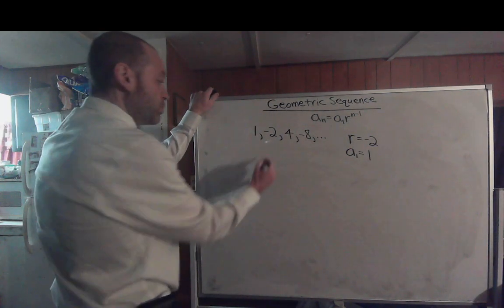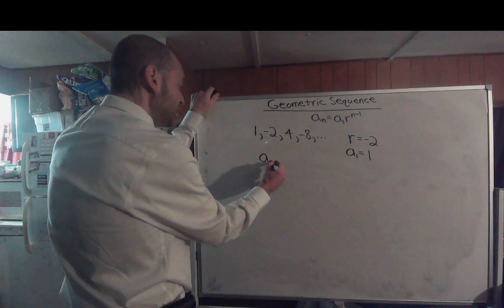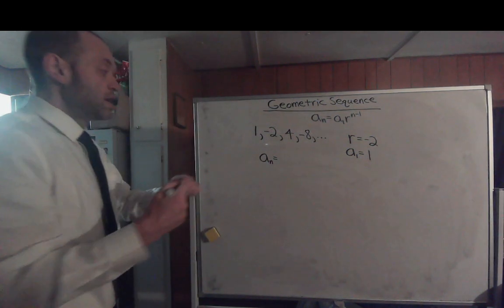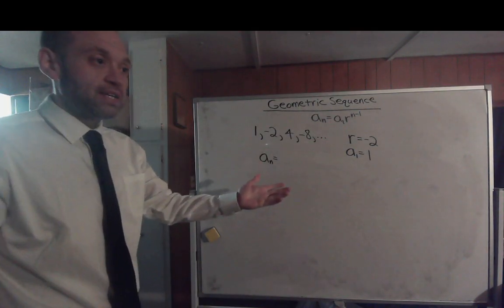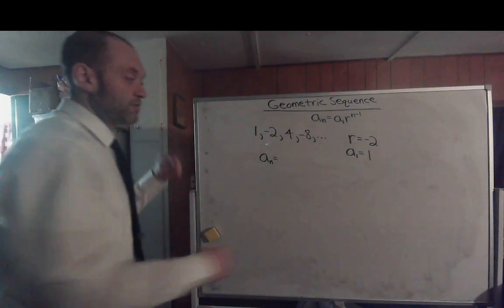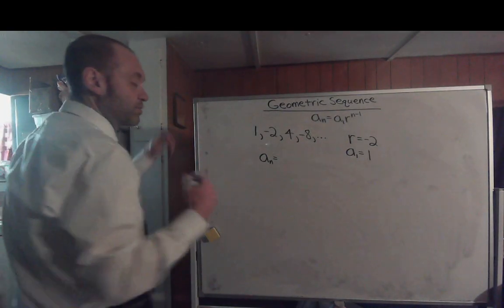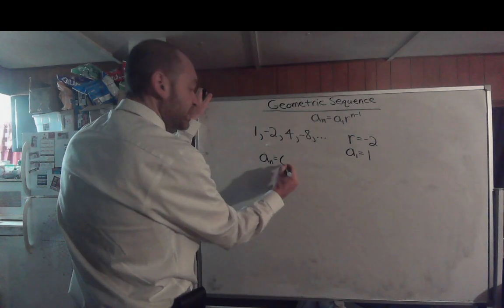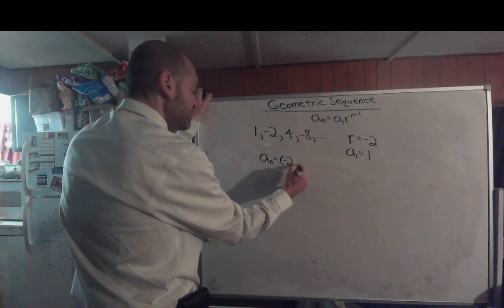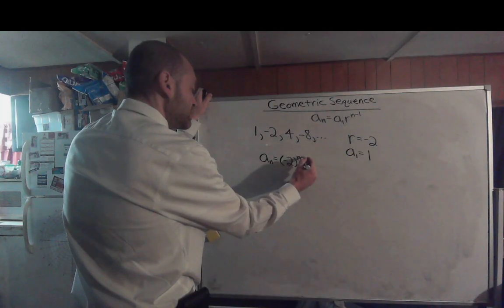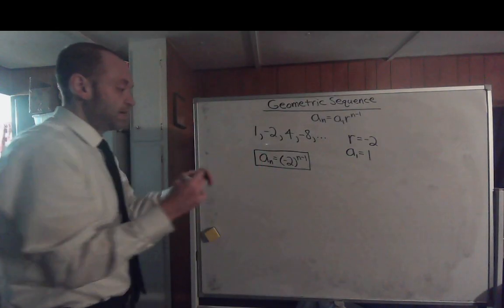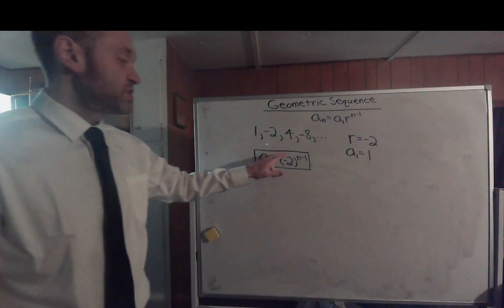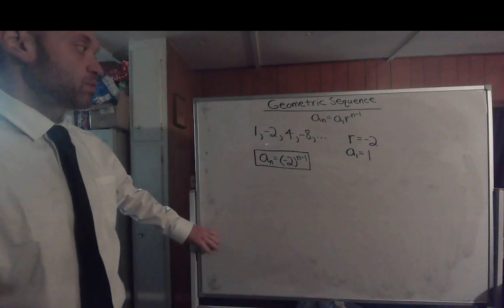All right, so we can write this formula as a sub n equals, and you could put that 1 in the formula, but 1 times anything is itself, right? If your first term is 1, you don't actually need to write it. You could just go right to your common ratio of -2 to the n minus 1. So a sub n would equal -2 to the n minus 1 power.